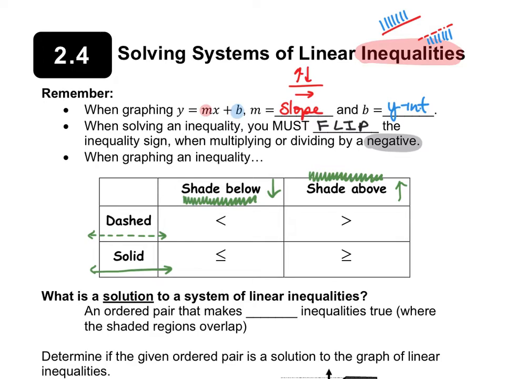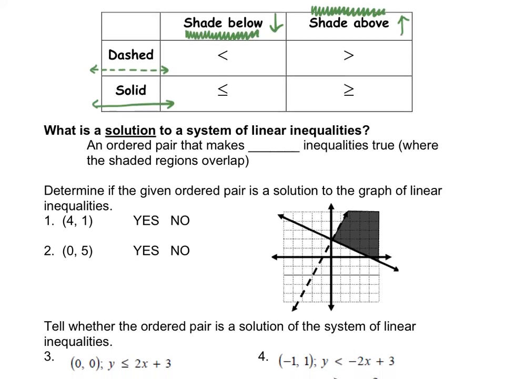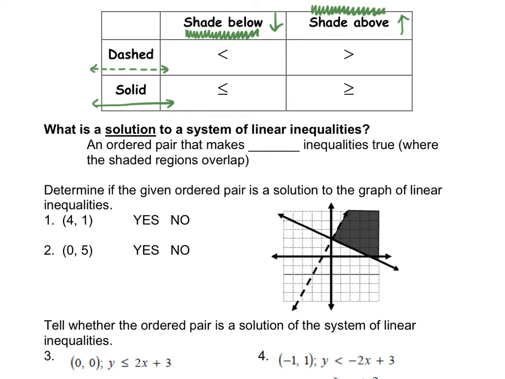But what does it mean for something to be a solution to a system of linear inequalities? It's a great question. A solution is an ordered pair that makes all of the inequalities true. So we're looking for where the shaded regions overlap. We're looking for the super shaded region.